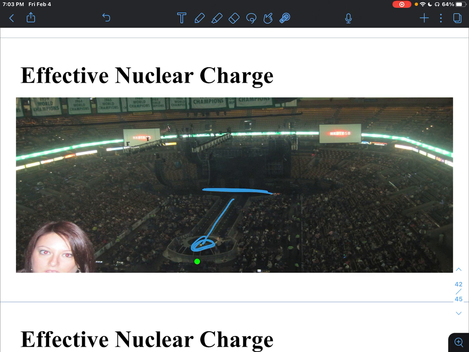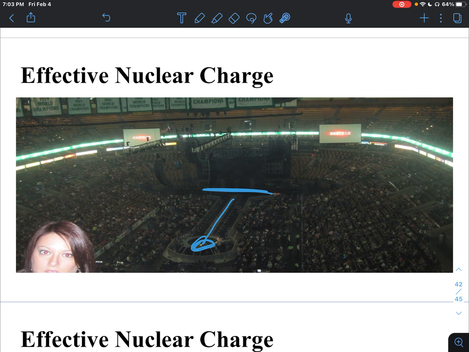Because the bigger the distance, the less the attraction is. And you can think of her as your electron shield. She is blocking our view. She's blocking our attraction.